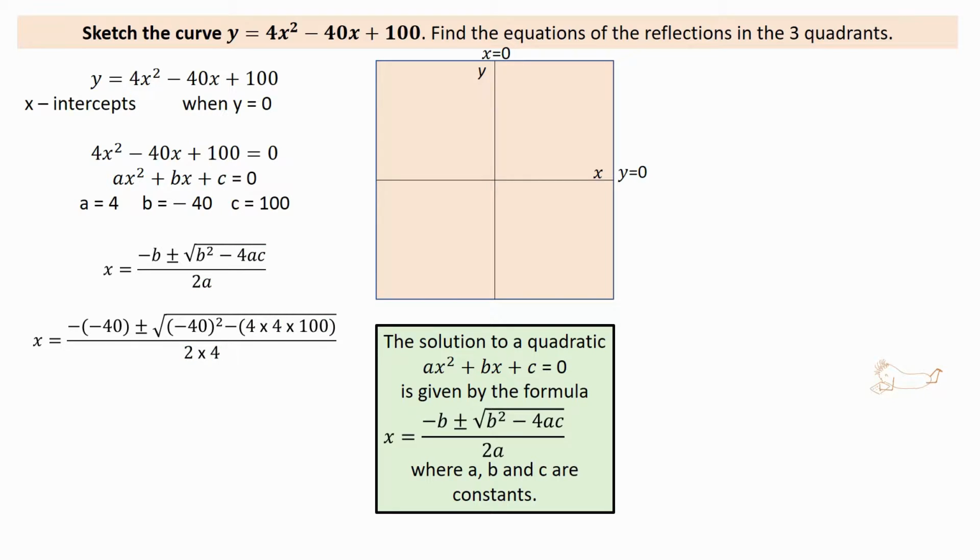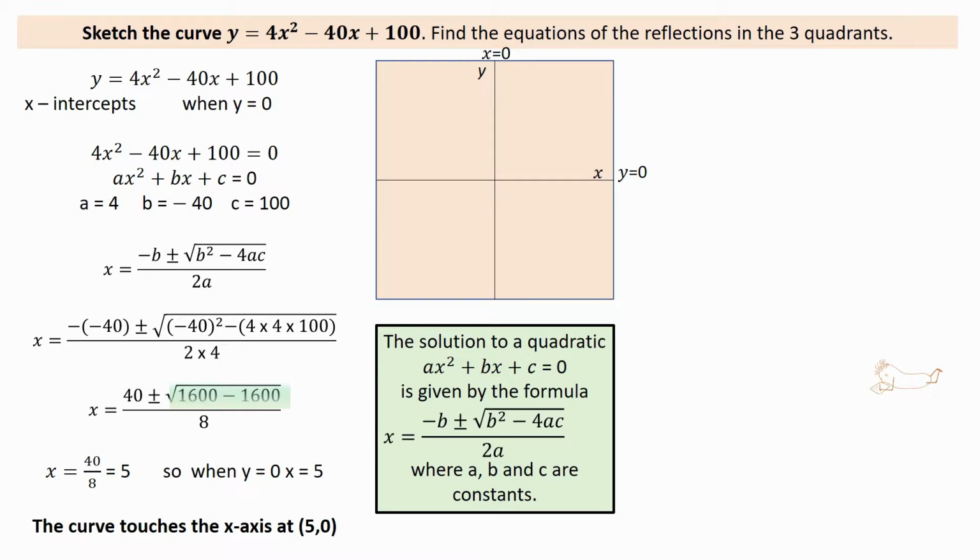Working out the brackets first gives 40 plus or minus the square root of 1600 minus 1600 all over 8. The square root comes to 0. So x equals 40 divided by 8, which is 5. So when y equals 0, x equals 5, and the curve touches the x-axis at 5, 0, which is plotted on the sketch.